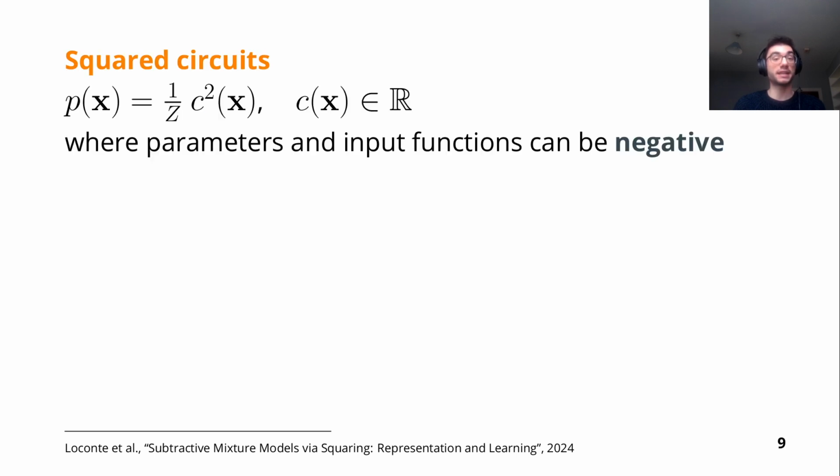In order to surpass this limitation, we introduced squared circuits. The key difference with monotonic circuits is that squared circuits can have negative parameters and input functions. However, to recover probabilities and therefore positive numbers, the circuit is then squared and then renormalized, which can be done efficiently under some assumptions.